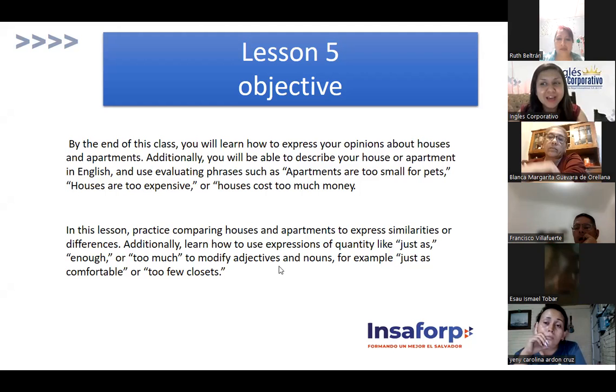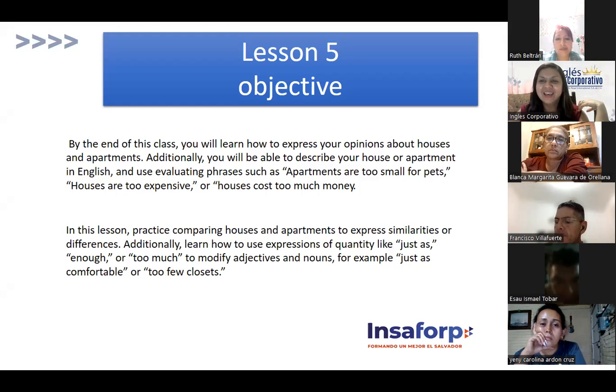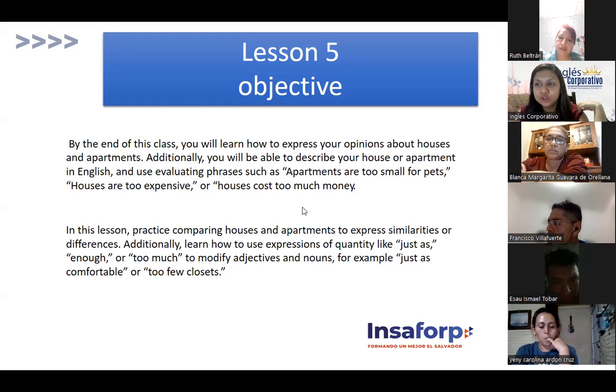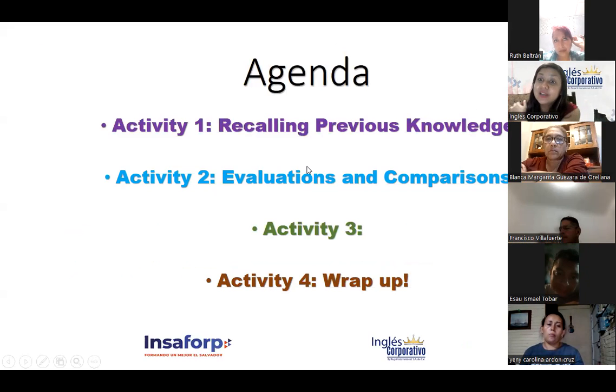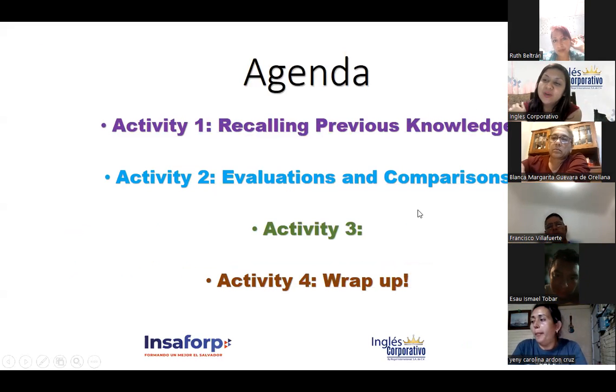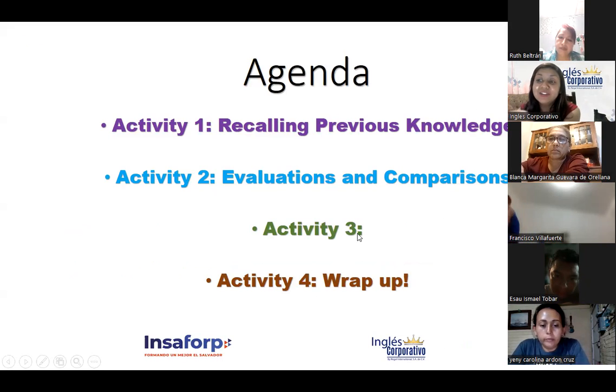Okay, so today we're going to have a very interesting class because we're going to learn these phrases, such as too and also too much, as and as, just as, enough, etc. So we're going to have a lot of things to learn this evening. We're going to start with recalling previous knowledge, then evaluations and comparisons. Activity three is practice. I forgot to put it here. And activity four is wrap up.